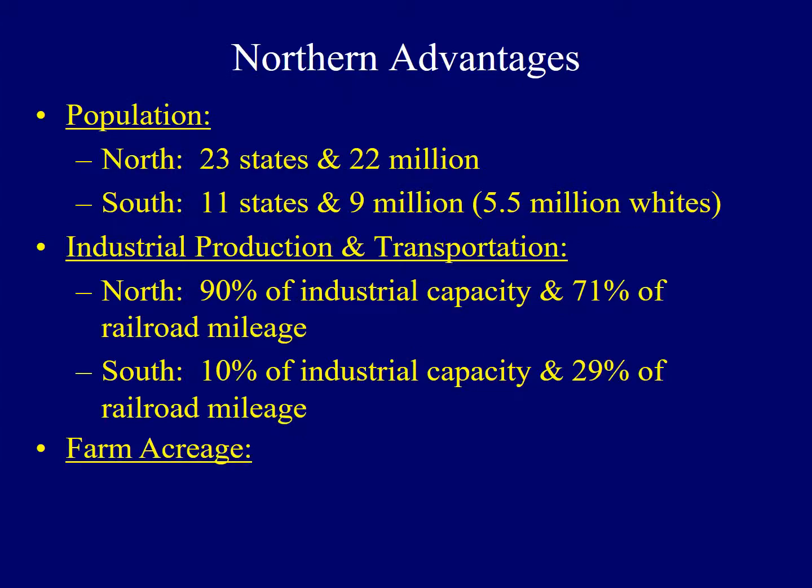Finally, most acknowledge that the South's economy was based primarily on agriculture. However, their number one crop was cotton. You couldn't eat cotton. The North had 75% of the nation's farms, including most of the livestock, wheat, and corn production.